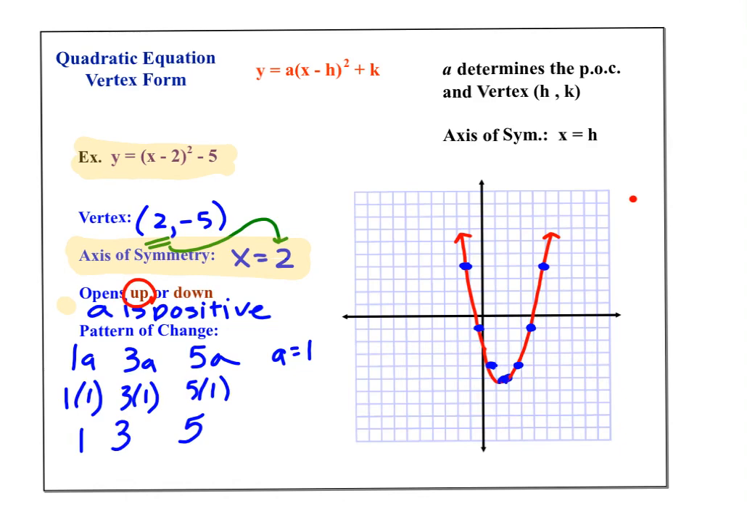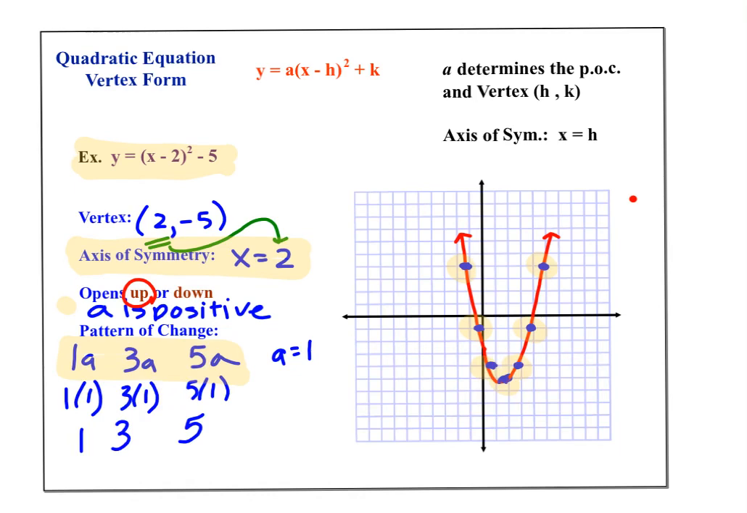And our pattern of change is always 1a, 3a, 5a. And since a is 1, we know from our vertex of 2, negative 5, we will go up 1 to the right 1, up 3 to the right 1, and up 5 to the right 1. And we'll do the same on the left. Up 1 to the left 1, up 3 to the left 1, up 5 to the left 1. So the only thing new to talk about is the idea of an axis of symmetry.